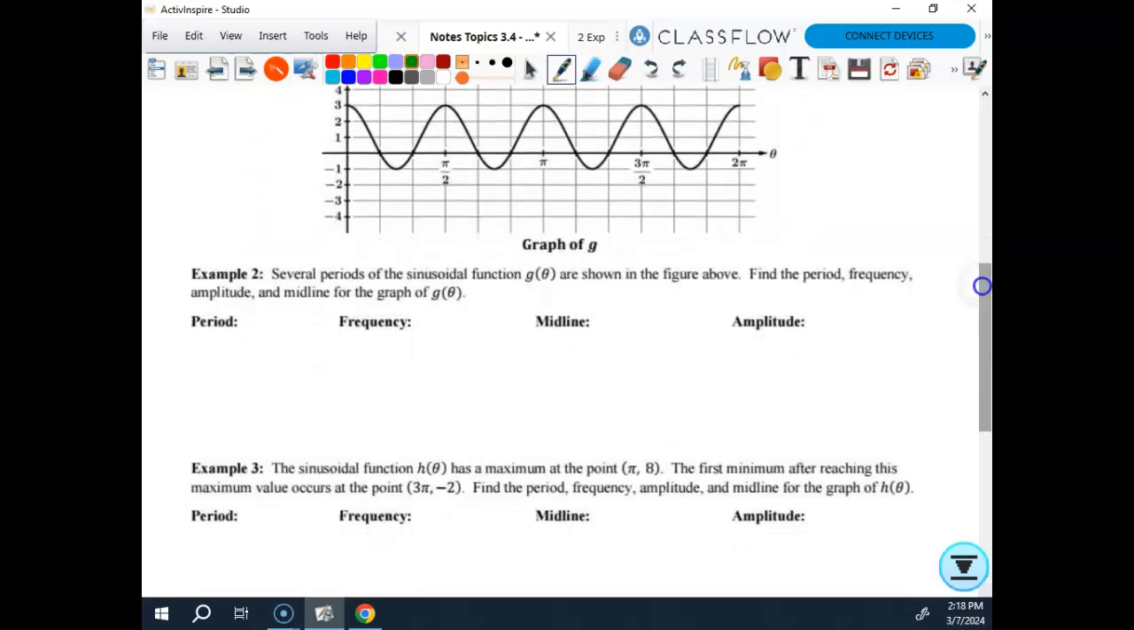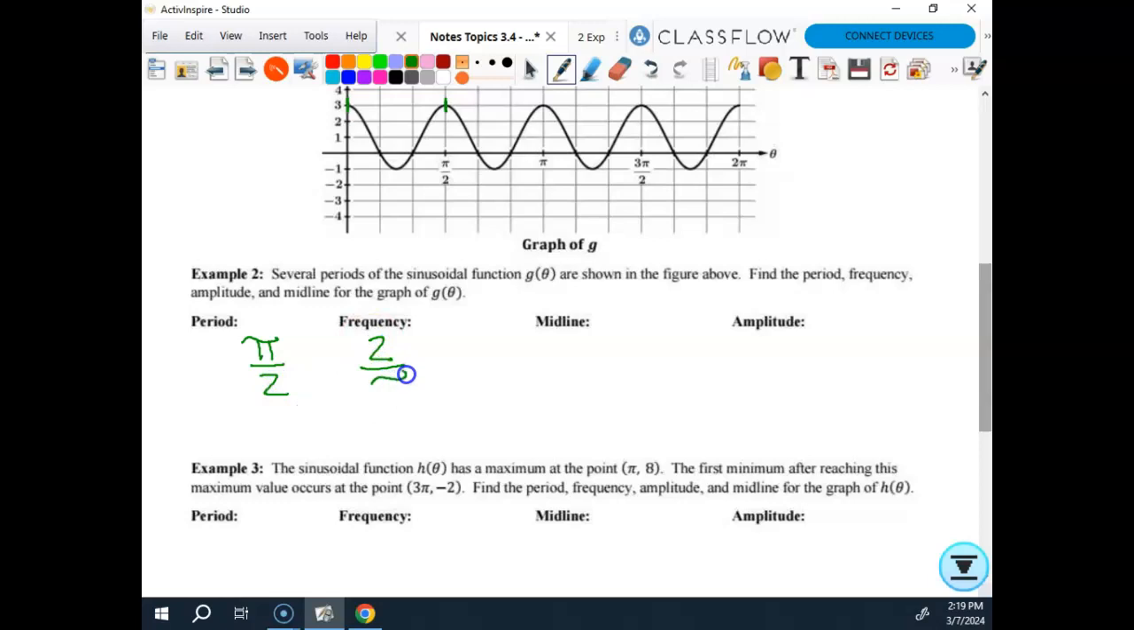Okay. So then we're here. Several periods of the sinusoidal function g of theta are shown above. We're going to do this one together too. I was going to give you time, but I'm afraid I'm going to run out of time. Can I start here? Okay, if I start here, where do I end? The top of the next one, right? So that means my period is pi over 2. Good. And then the frequency is 2 over pi.